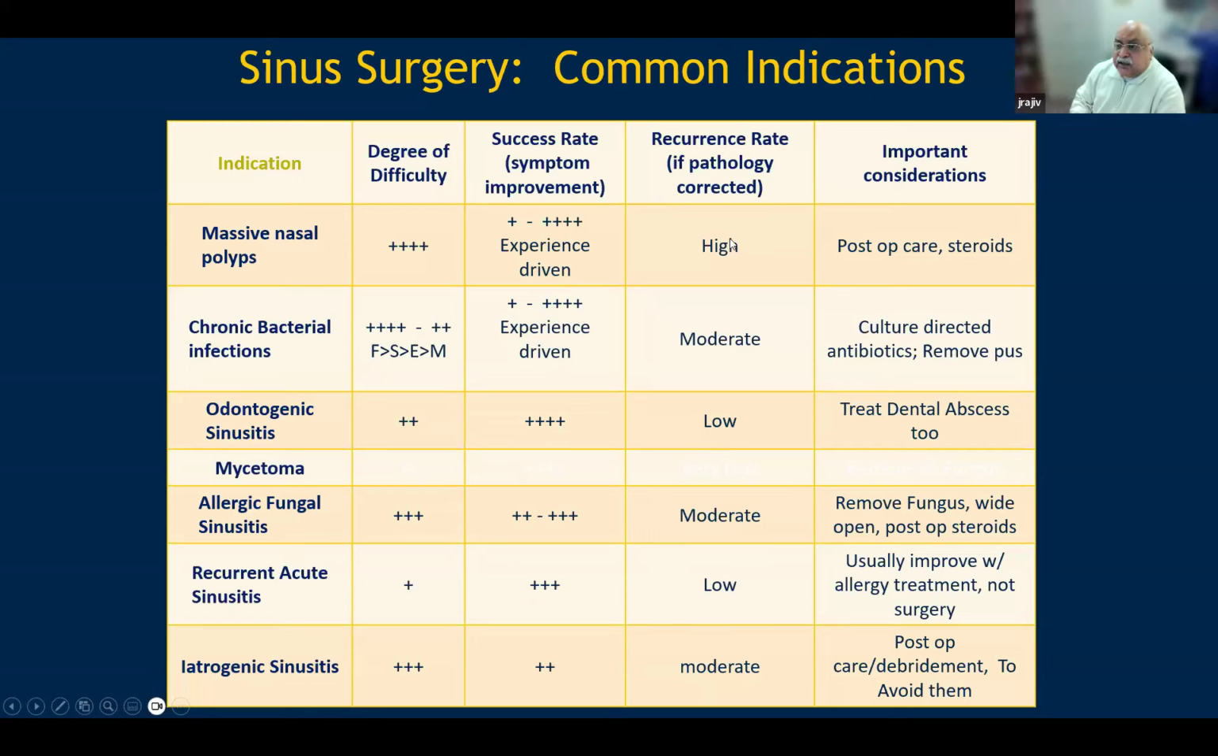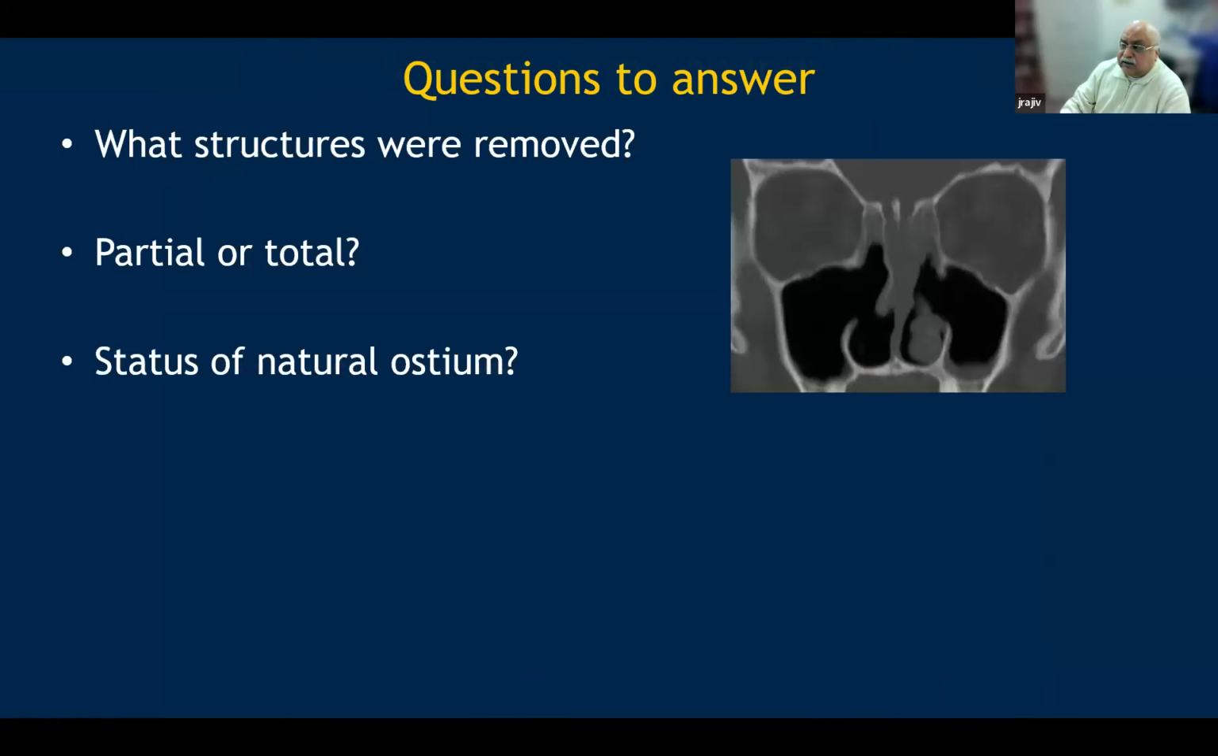We need to go back and redo several times so that the polyps don't return. And post-op care is important with steroids. But then there is odontogenic sinusitis, where the removal of the teeth and also looking at any functional drainage for the maxillary sinuses results in very low recurrence rate, and that also treats the dental abscesses. These are very common conditions. If you're doing head and neck radiology, I'm sure that you would have assessed these in your clinical practice.